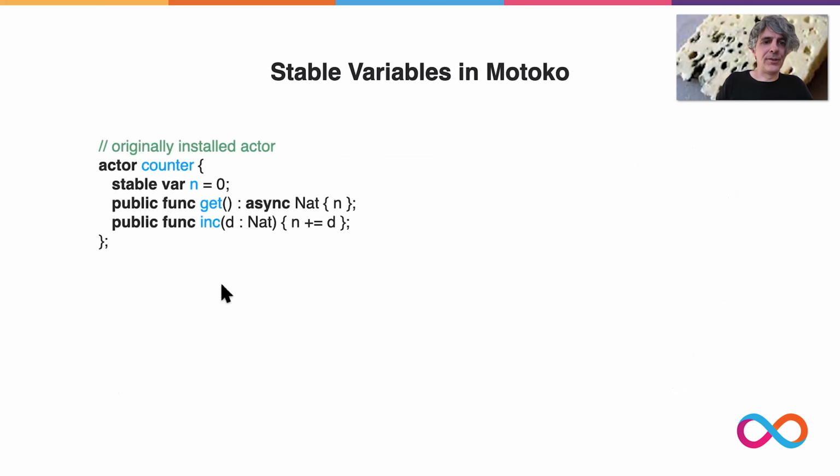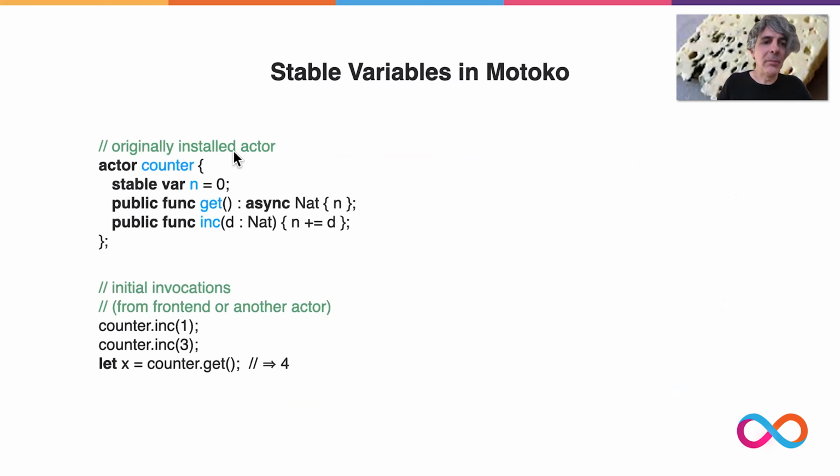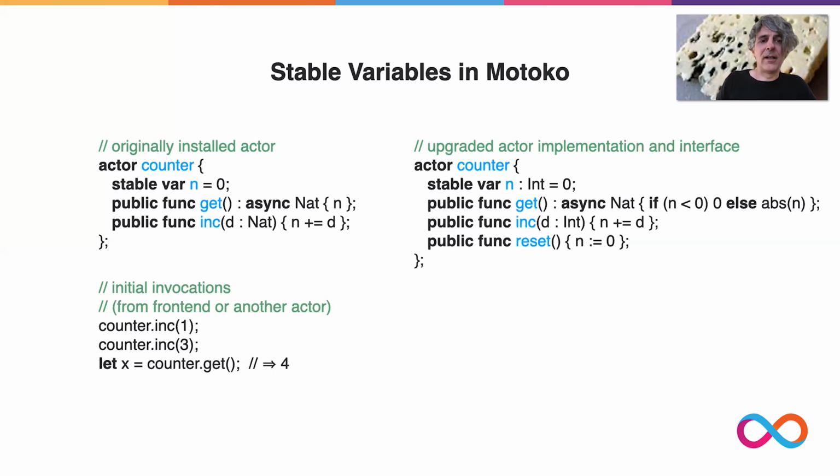So in Motoko, this is the counter example again. I apologize for always using this boring example, but here now I have made the variable stable. Let's assume I use this version of the actor a couple of times. I invoke it, send it some messages here, and I'm using Motoko pseudocode to indicate that. So I increment it, and in the end, if I look at the counter, I would see 4, right?